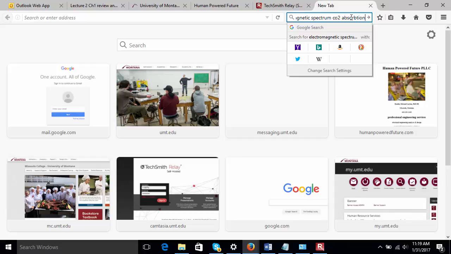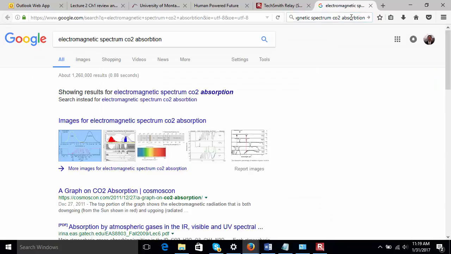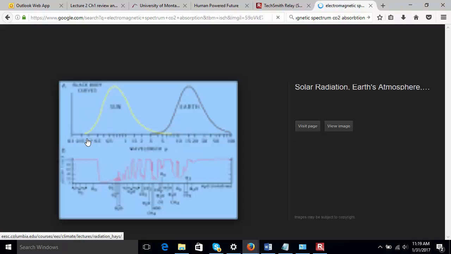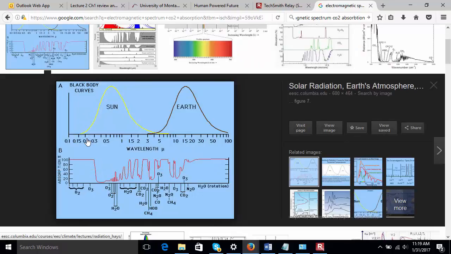So let's take it back out and just look at the electromagnetic spectrum. And I like to put it in a kind of a picture format. And there's a similar shot like this in your book. And this is actually a really good one. So the sun, being the temperature that it is, emits across a wide variety of wavelengths.